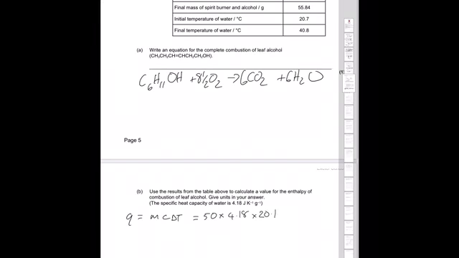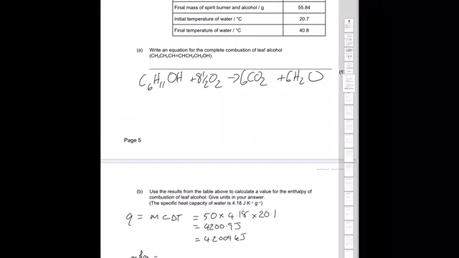50 times 4.2 times by the temperature change, which you should have worked out as 20.1. And that should give you your answer in joules. So let me just type this out. So 4,200 joules. Now we need to convert that into kilojoules. So we'll divide that by 1,000. So 4.2 kilojoules. And then we do need to divide it by the number of moles of fuel.